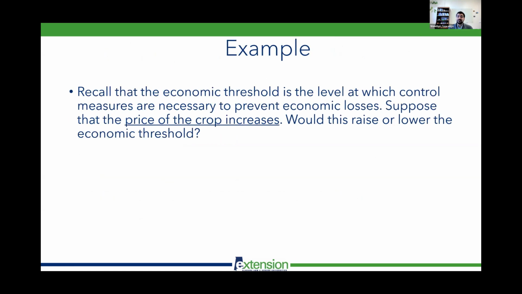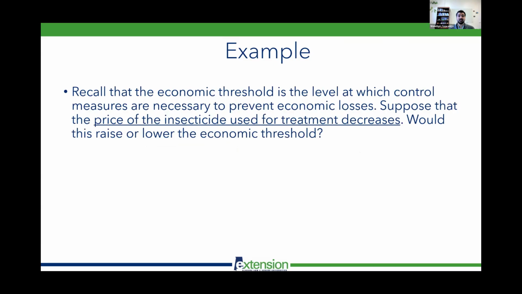So, for example, if the price of a crop increases, would this raise or lower the economic threshold? In general, this lowers the economic threshold because the cost of damage increases. Now, another example: suppose that the price of an insecticide used for treating a crop were to decrease. Would this raise or lower the economic threshold? If the price of an insecticide decreases, then we're more willing to control, so this lowers the economic threshold.